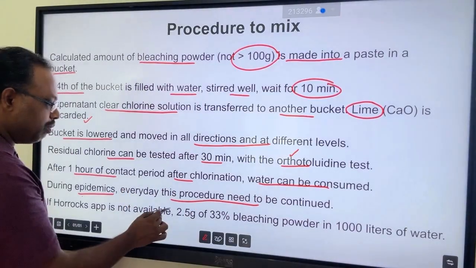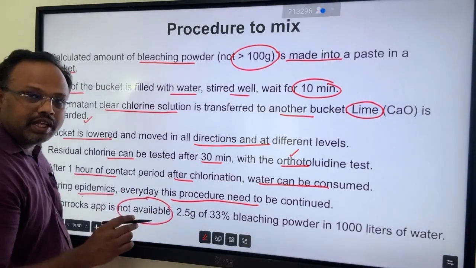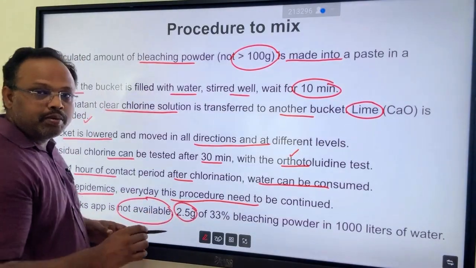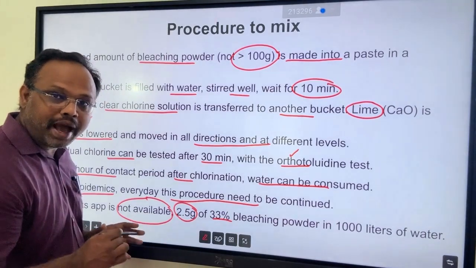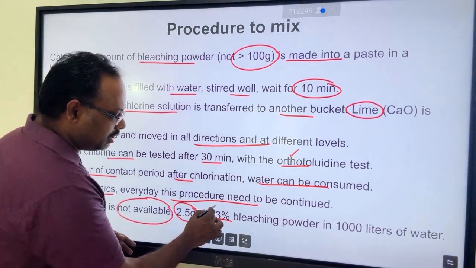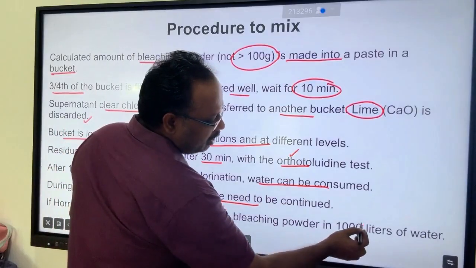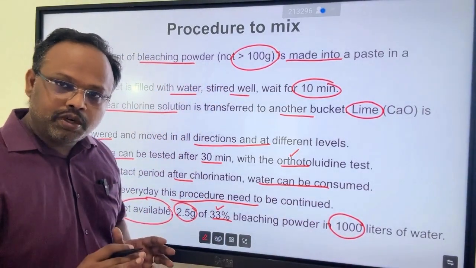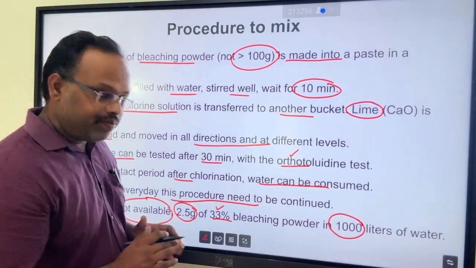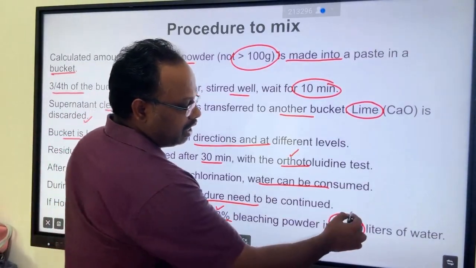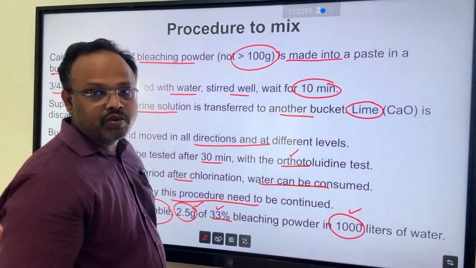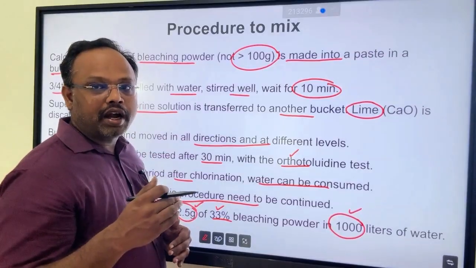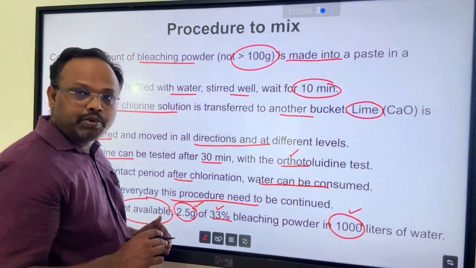If the Horax apparatus is not available in your settings, then there is a blind calculation for that. You need to add 2.5 grams of bleaching powder, which contains the maximum amount of chlorine, that is 33%, for 100 liters of water. So if the bleaching powder is brand new, having the maximum amount of chlorine, then you can recommend 2.5 grams of bleaching powder to disinfect 1000 liters of water approximately. As the impurities are high, you can recommend a larger amount of bleaching powder.